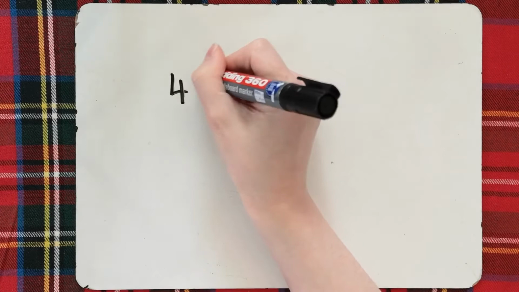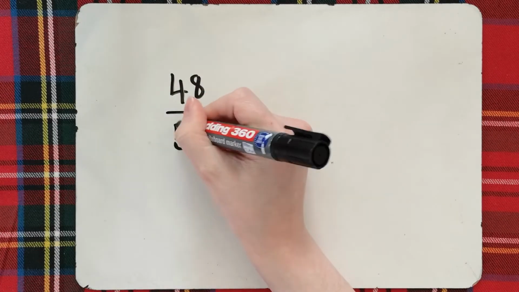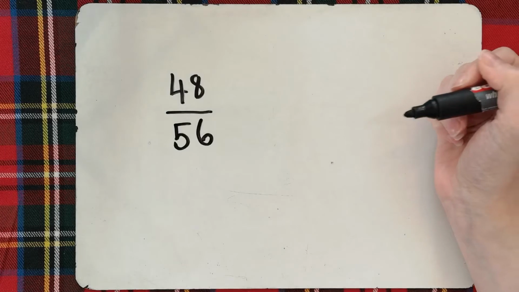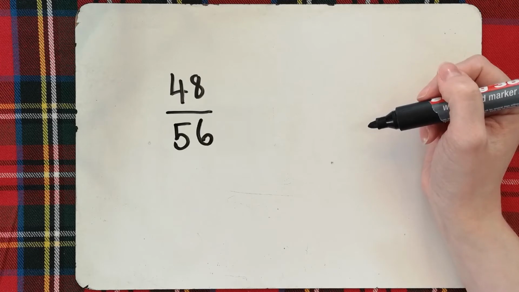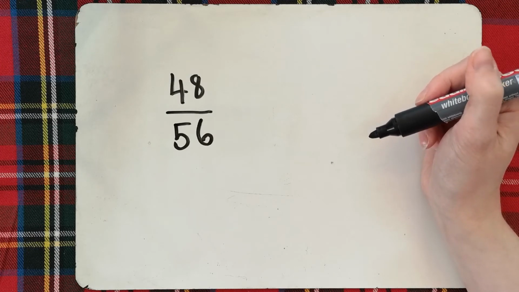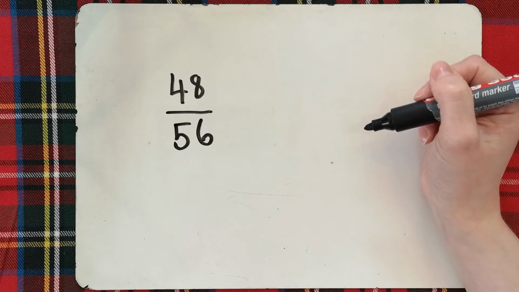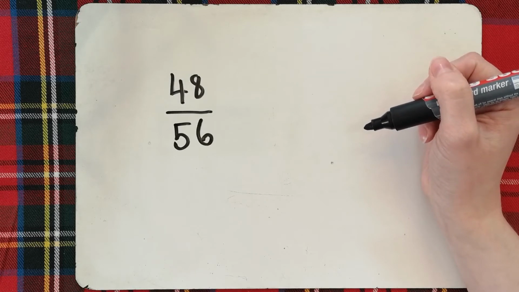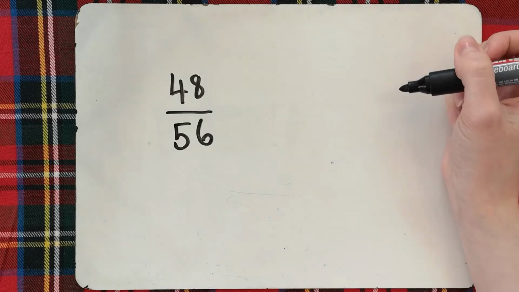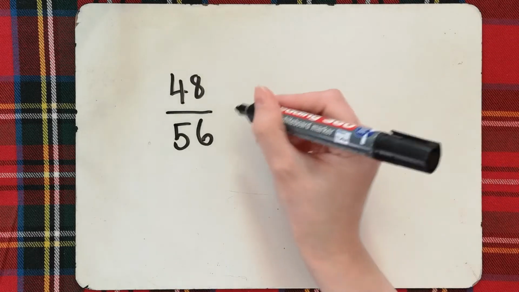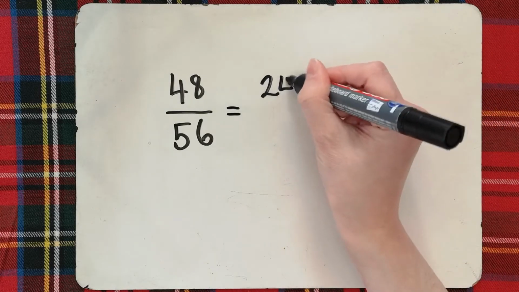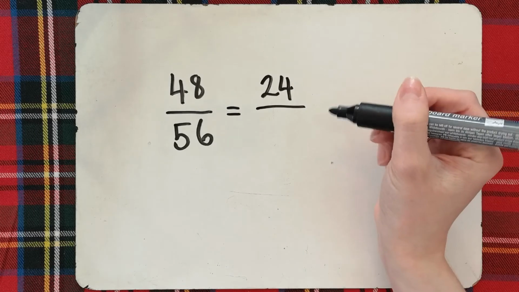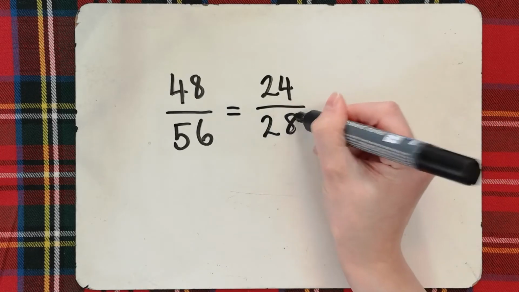This time I'm going to have 48 56ths. Those are big numbers. Some of us might notice that they're in the same times table, and we could divide straight away by that number. But if we're not sure what that is, I can see these are both even numbers, so I could just start by dividing them both by 2. So 48 divided by 2 gives me 24, and 56 divided by 2 gives me 28.